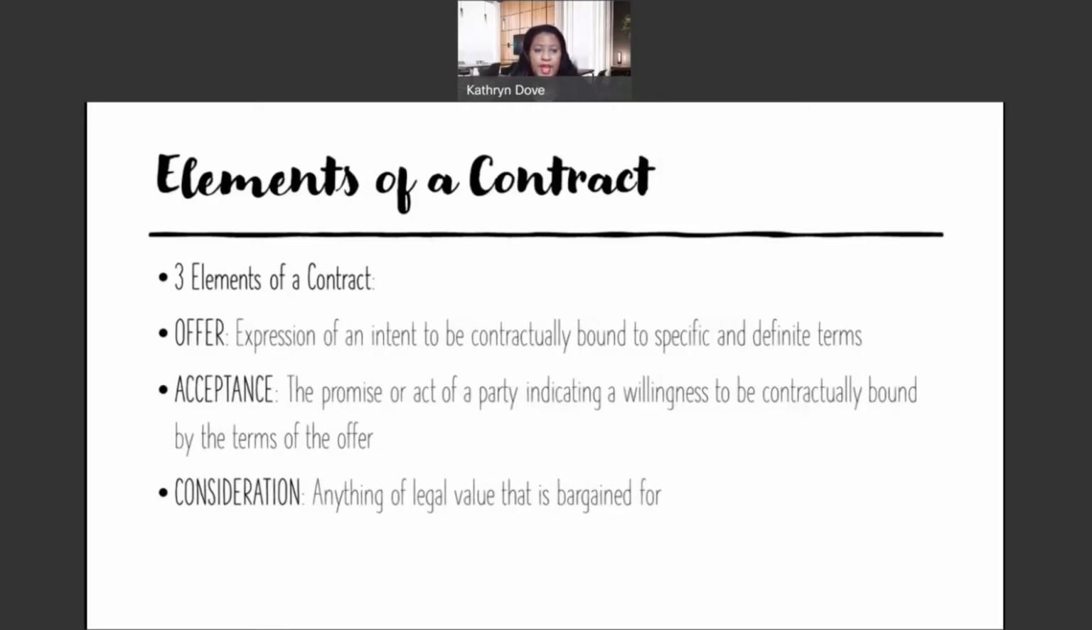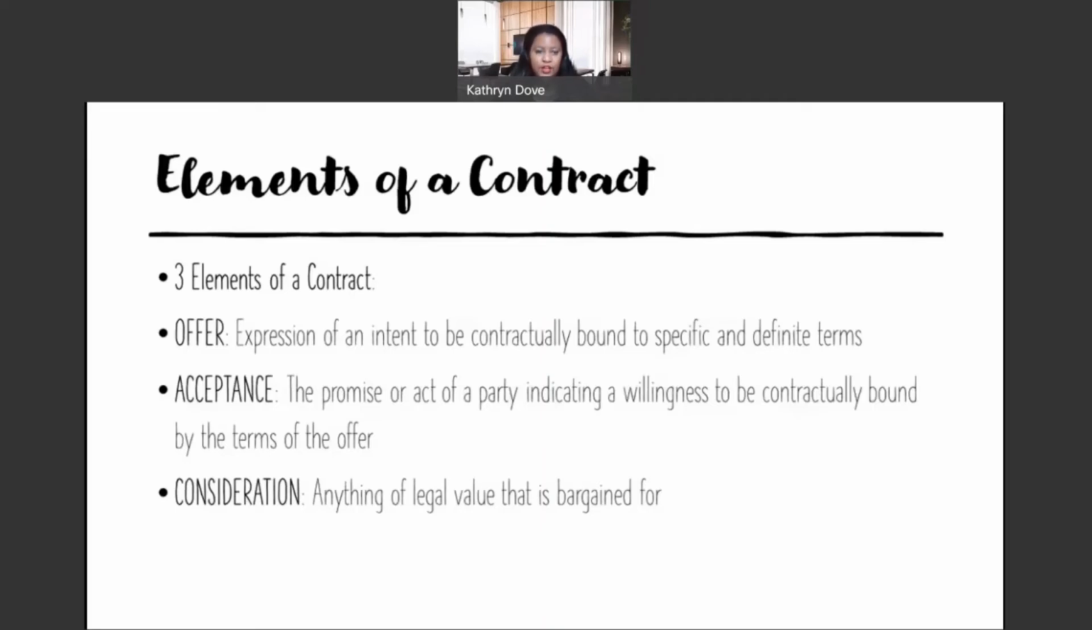Acceptance is the act or the promise of a party indicating a willingness to be contractually bound by the terms of the offer. And there is a mirror image rule that says that the terms of the acceptance must mirror the terms of the offer. If the acceptance changes the terms, then that is a counter offer.